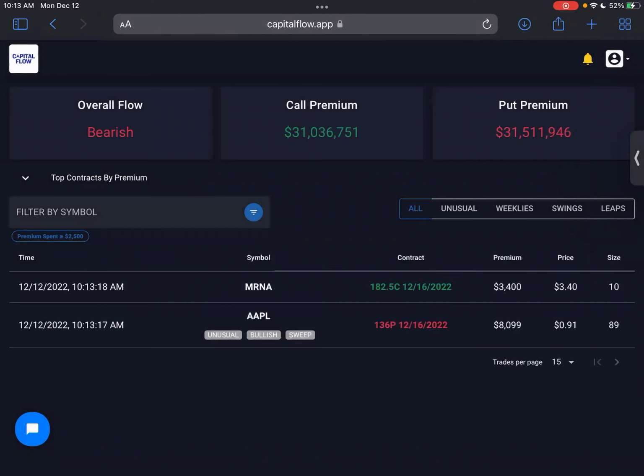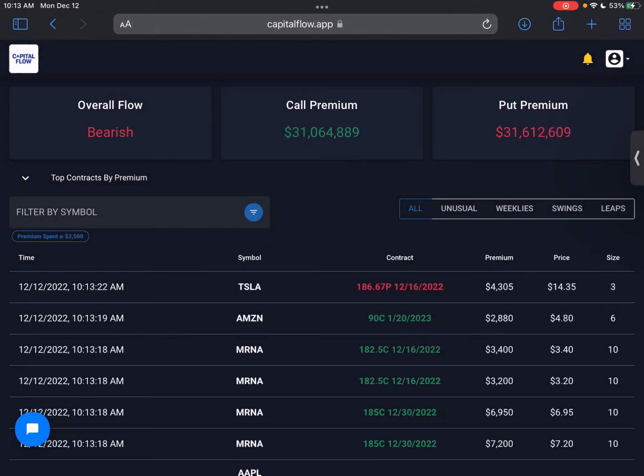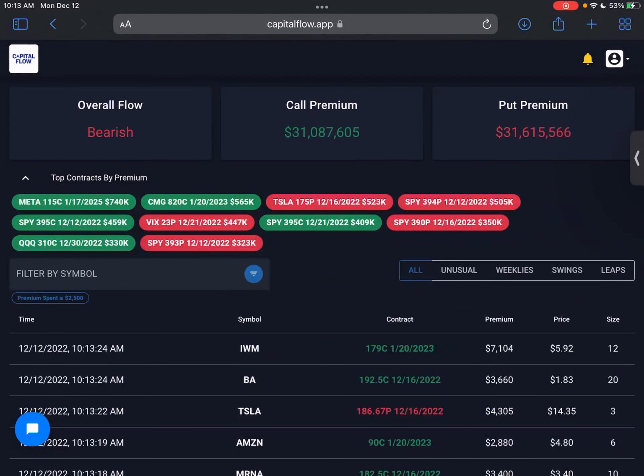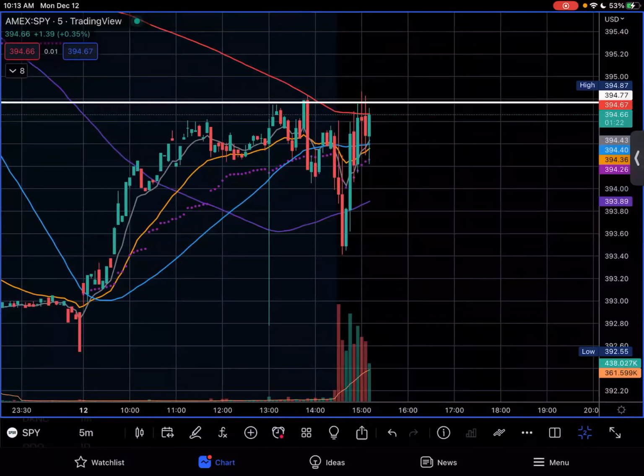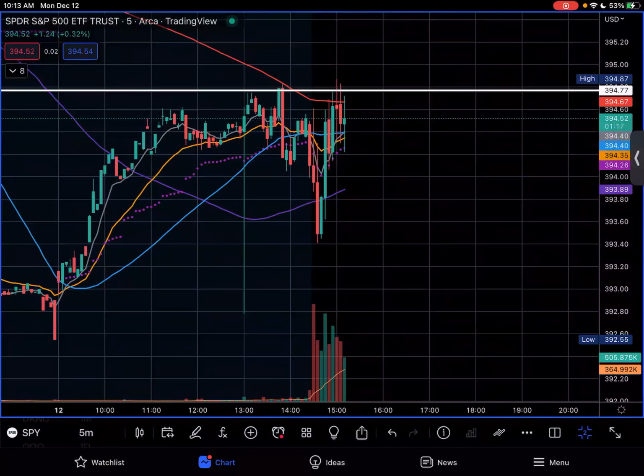Overall flow is back to bearish, but it's still super close, within about 500,000. Still some spot puts as the top contracts, but we got a couple calls in there now. But as far as SPY, we got more money coming into these short-term puts than those calls. So I'm still feeling good about this trade.